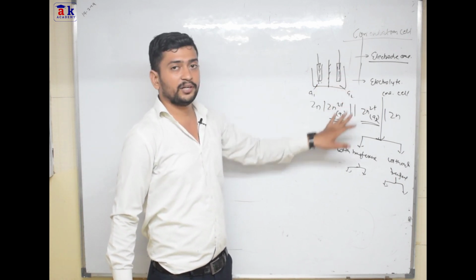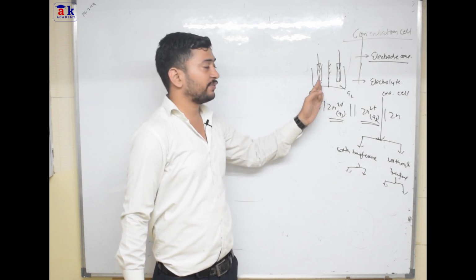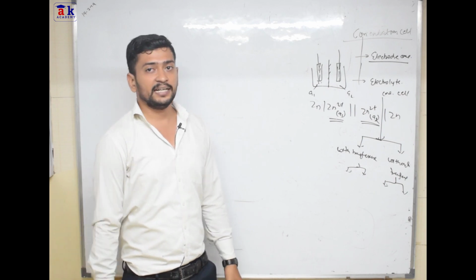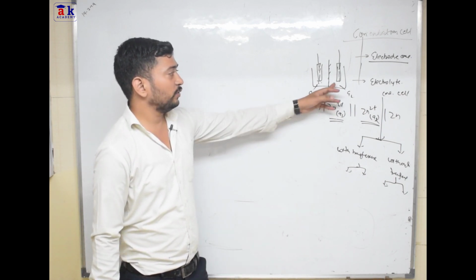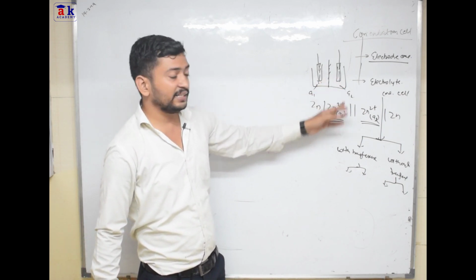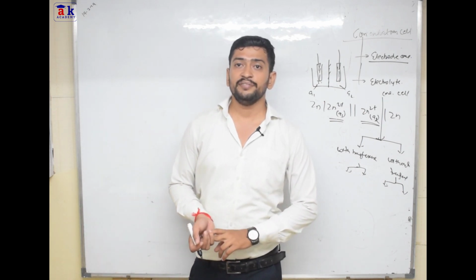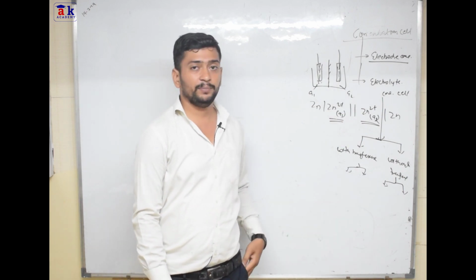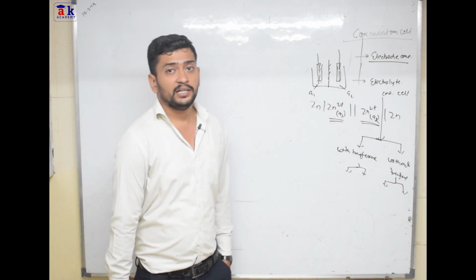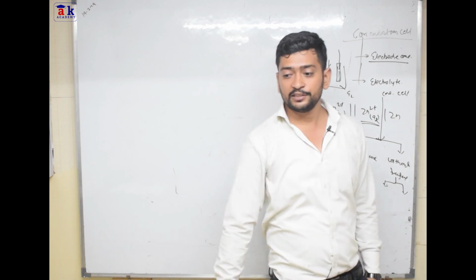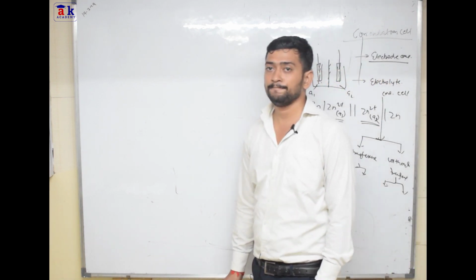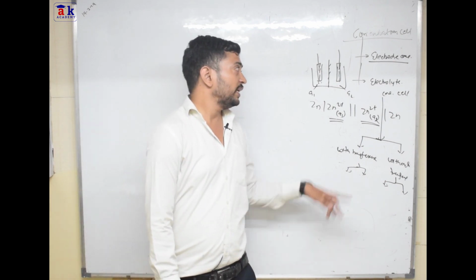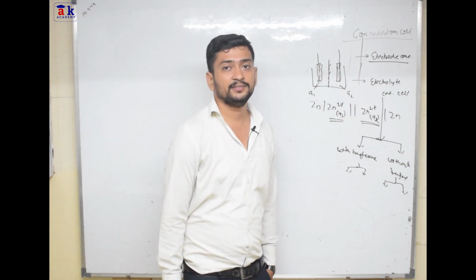If I mix both of them, definitely some ions can migrate from this side to this side, and also the ions can migrate from this side to this side. So what will happen over here? In this case they are in direct contact with each other. If they are in direct contact, definitely ions will migrate and there will be the formation of the liquid junction potential. Actually liquid junction potential will arise, right? So how can we remove it? We can remove it by using the salt bridge.